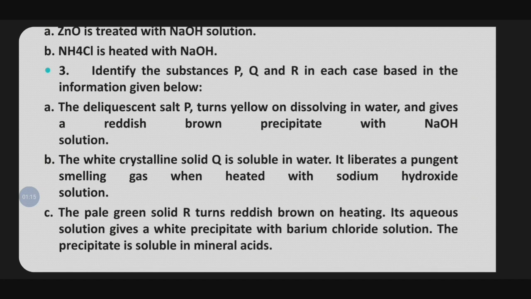So how to answer this kind of question? See, it is given pale green solid R. Whenever green, we know that Fe2+ ion is there surely. Now the aqueous solution gives a white precipitate with barium chloride. With barium chloride solution, sulphate ion gives a white precipitate of barium sulphate. That means the salt is FeSO4, ferrous sulphate. Hydrated ferrous sulphate is the salt R, which on heating forms ferric oxide Fe2O3, reddish brown in color, and this salt solution when it reacts with barium chloride forms barium sulphate, a white precipitate, which does not dissolve when mineral acid is added.